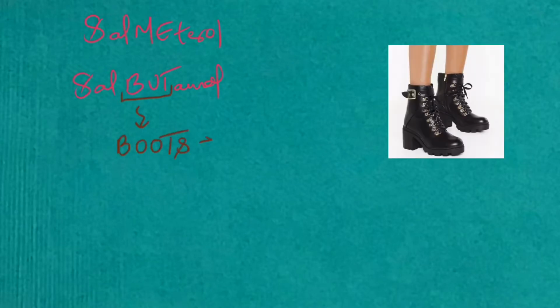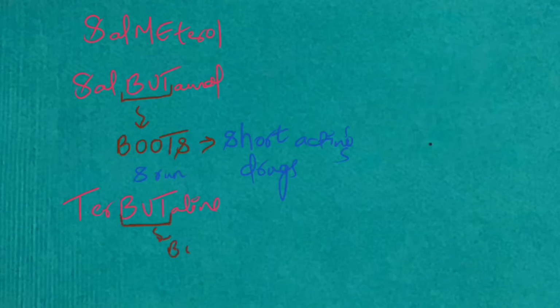If you wear boots and run, you will cover a shorter distance, and if you run without boots, you will cover a longer distance. So remember, salbutamol will be a short-acting drug, as you will cover a shorter distance while wearing boots. In the same way, terbutaline, which consists of BUT, boots, will also be a shorter-acting drug. Wherever there is BUT in the drug, it will be a short-acting drug. They will cover a shorter distance.